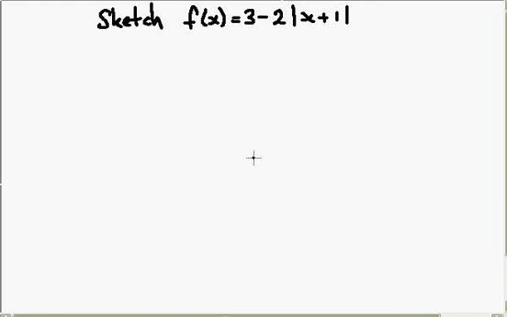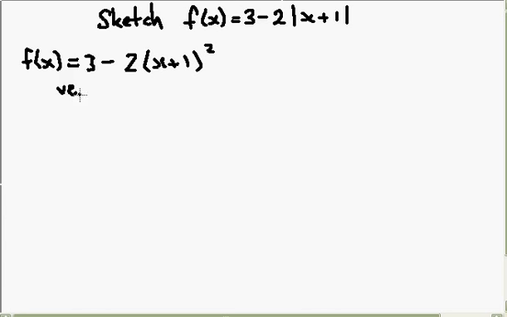Okay, in this situation what we're going to do is sketch a modulus function. And in this one it's quite a complicated looking one, okay? So first of all, before we begin, what I'd like to point out is that if I had this function, 3 minus 2 lots of (x plus 1) all squared, this is a parabola with vertex (-1, 3).